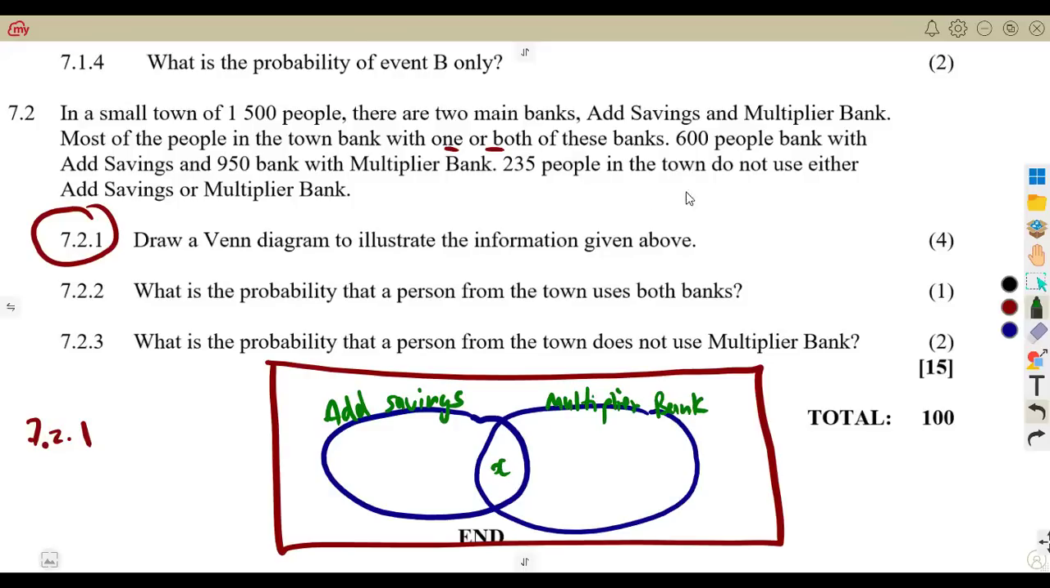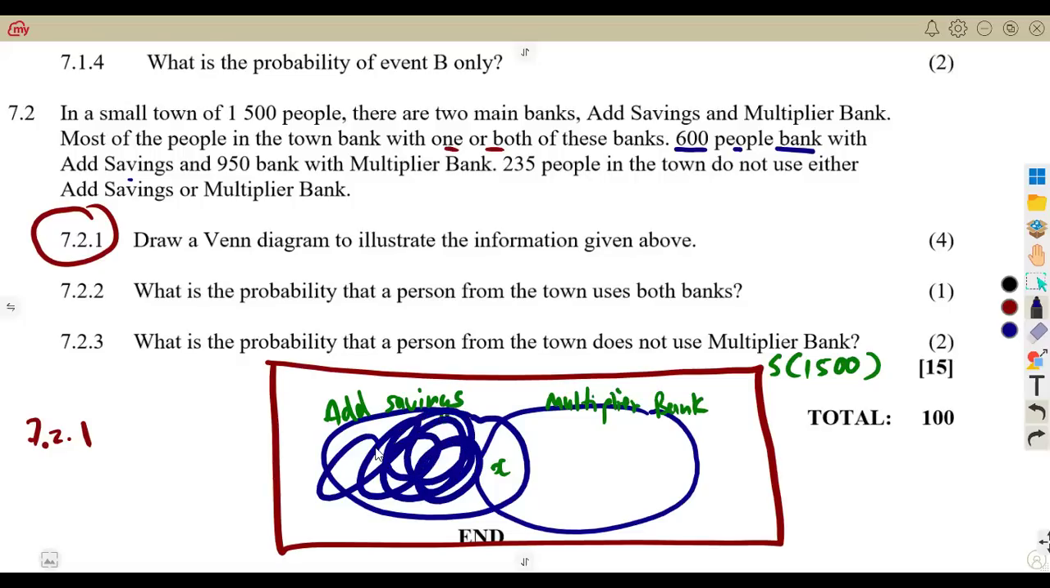But if we take a closer look at this part of our sample space, there are 1,500 people, which is fine. But they are saying 600 people bank with Add Savings. Add Savings, the whole of this, it has got 600 people. What about those who use Add Savings only? We have to subtract those who use both. So it was supposed to be 600 minus X, because this one, they take both.